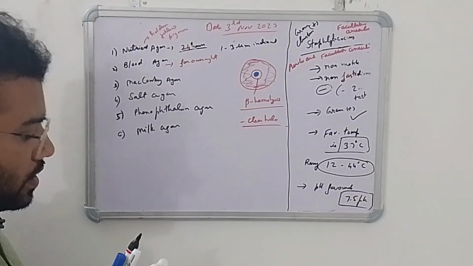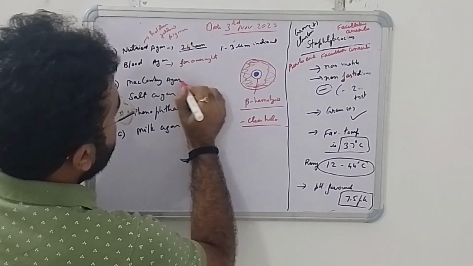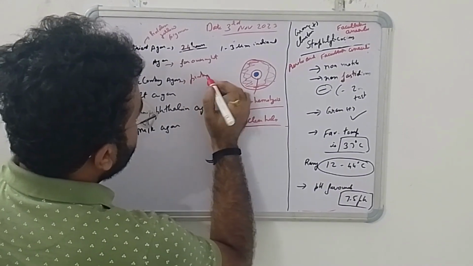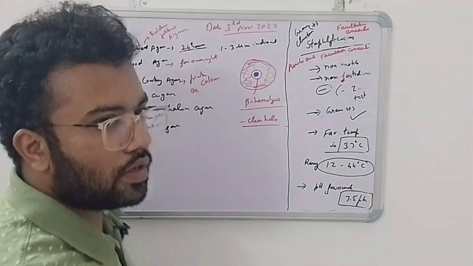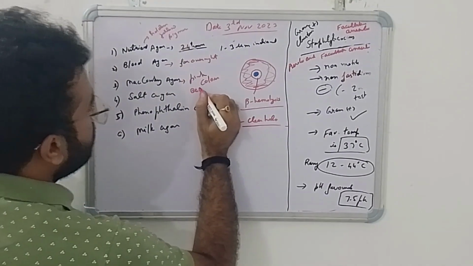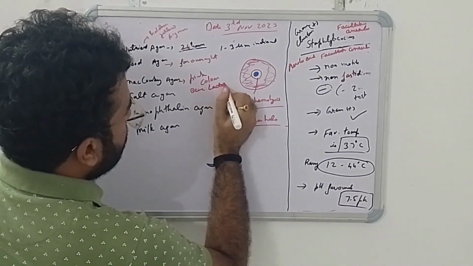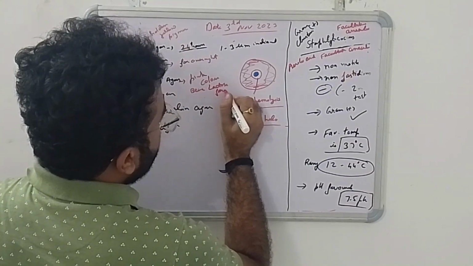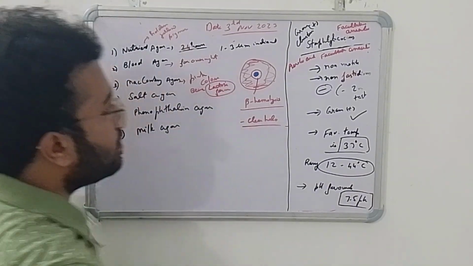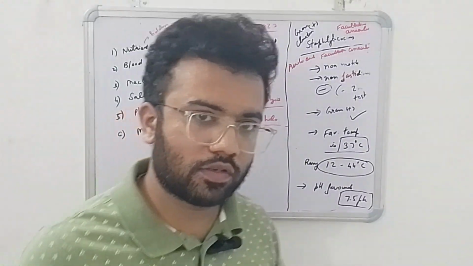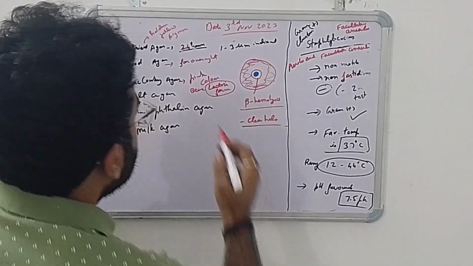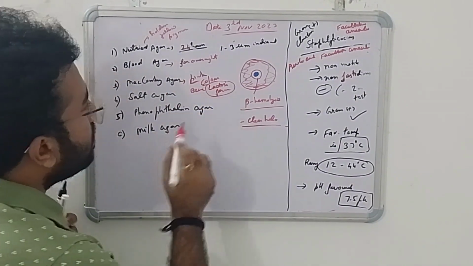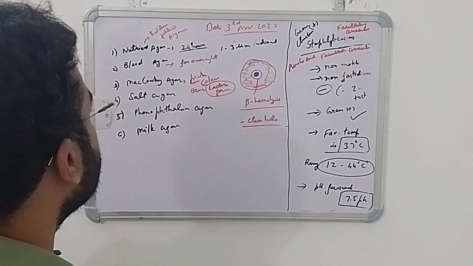While in MacConkey agar, the colony color will be pink because of lactose fermentation. For more details, you can see the 11th and 12th science textbook. You can learn the lactose fermentation process there, I will not teach that. Okay. You will see pink color on MacConkey agar because of lactose fermentation.